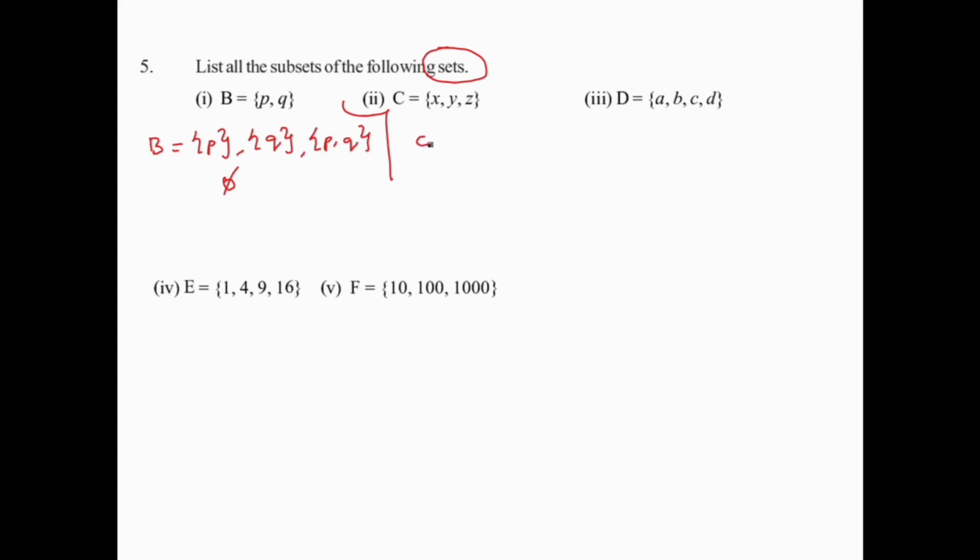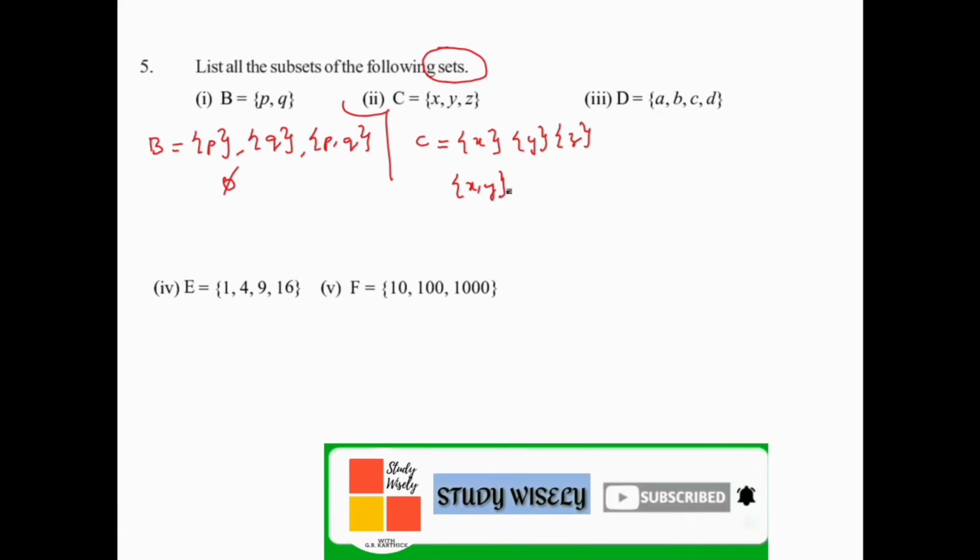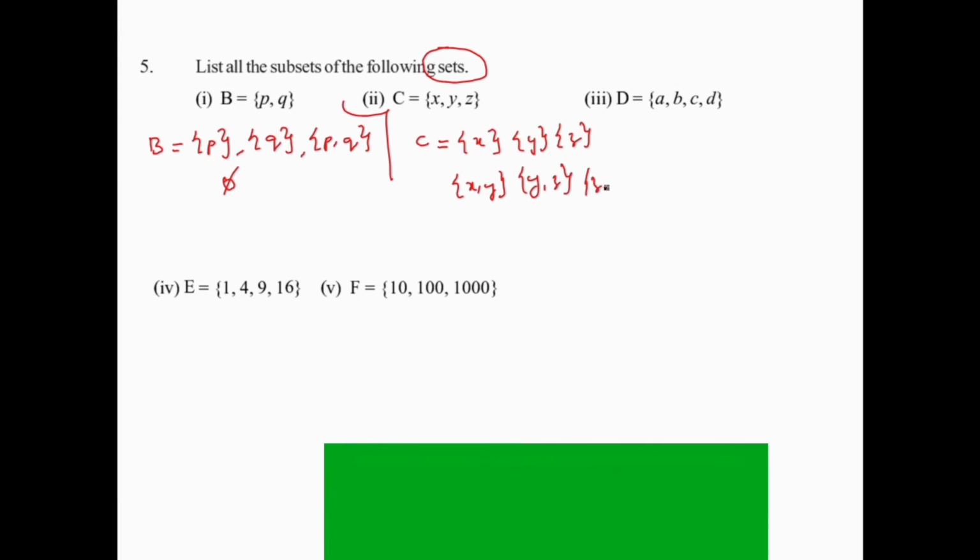Similarly, let us look at the subsets of C. I can write X separately, Y also separately, and Z also separately. And also I can write X comma Y, Y comma Z, and Z comma X separately. And also I can write them as a group, X comma Y comma Z, and also the null set. Okay. So that was about your C.